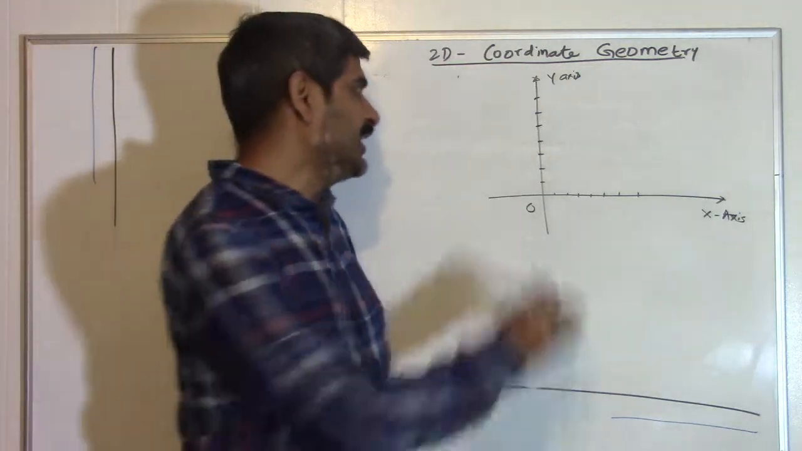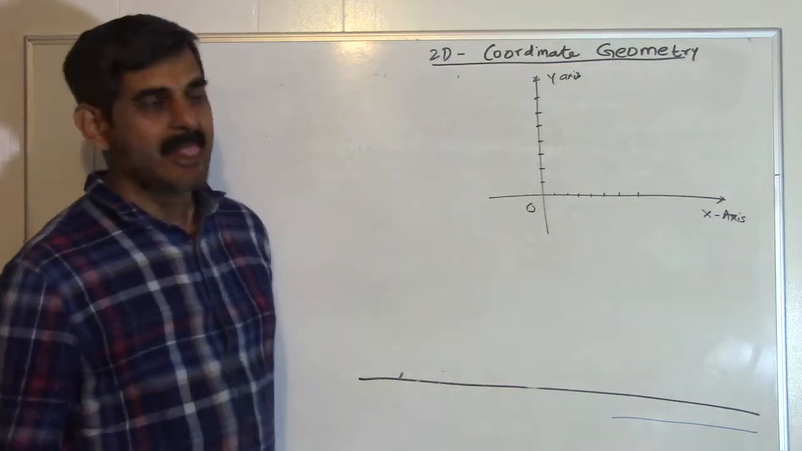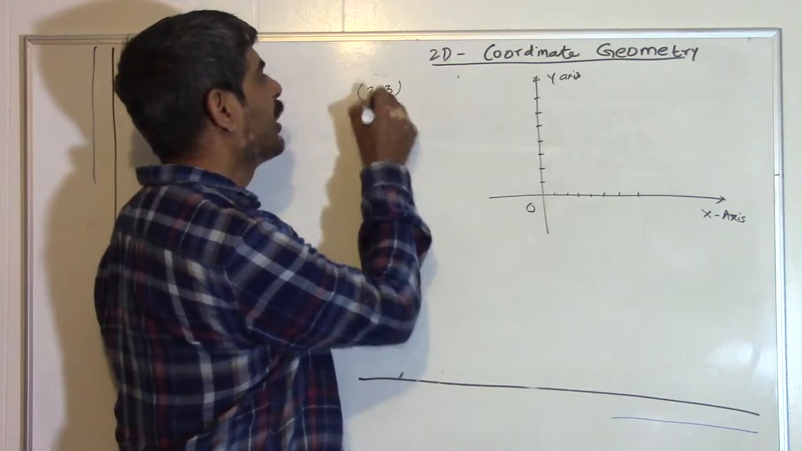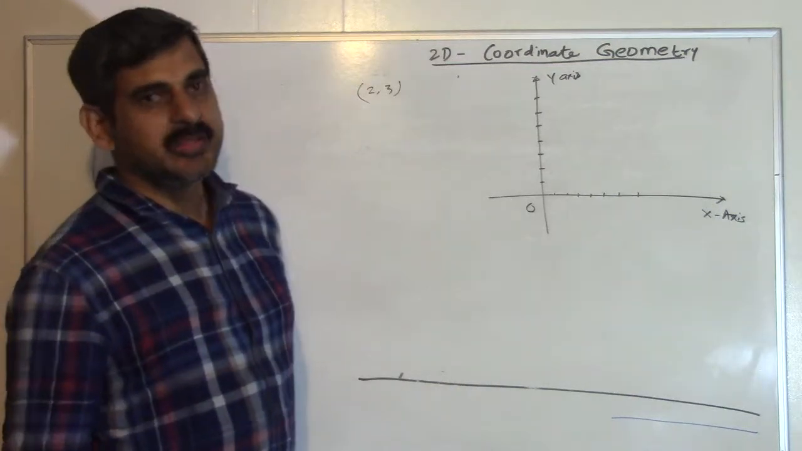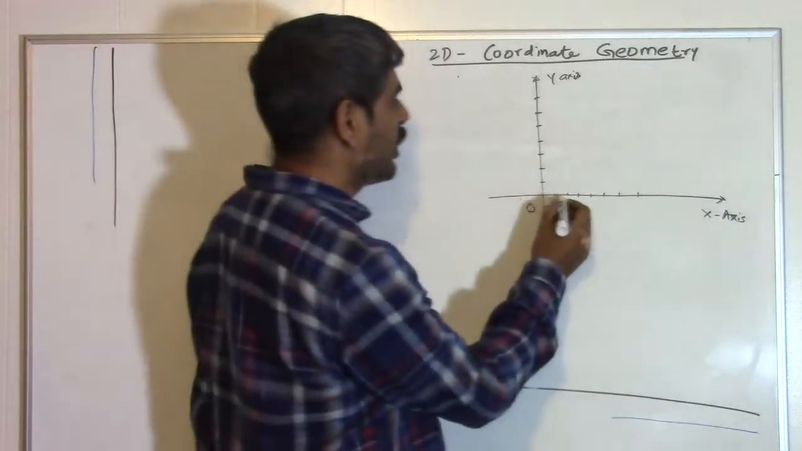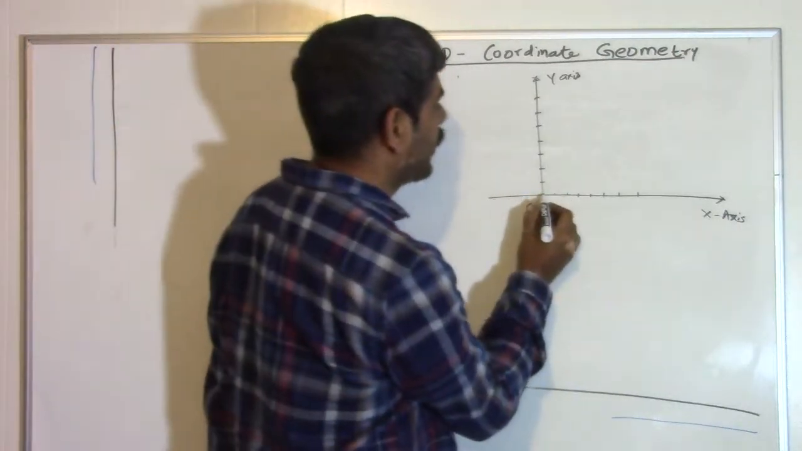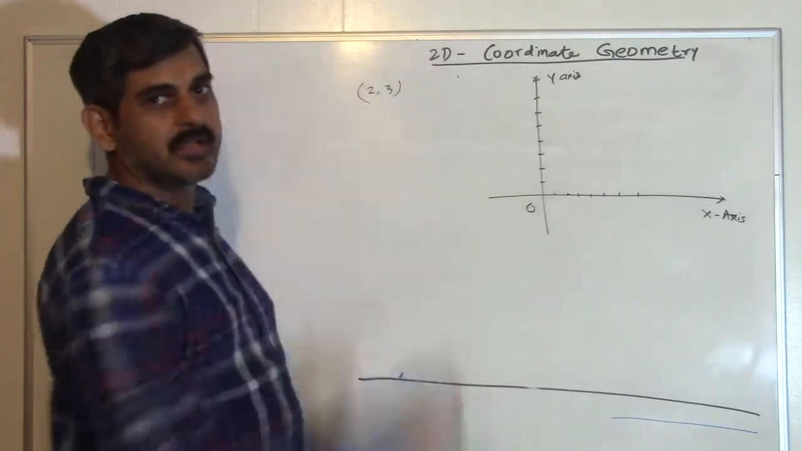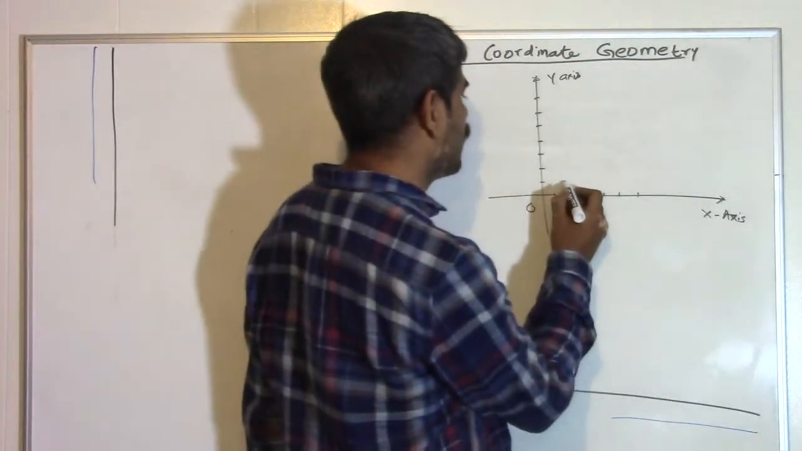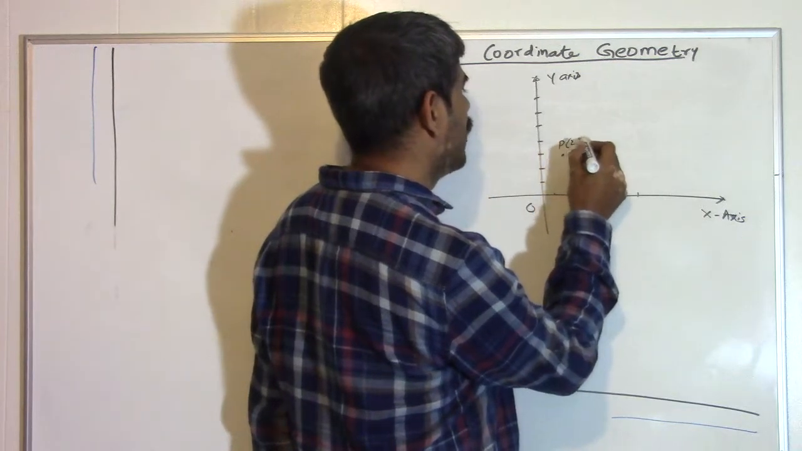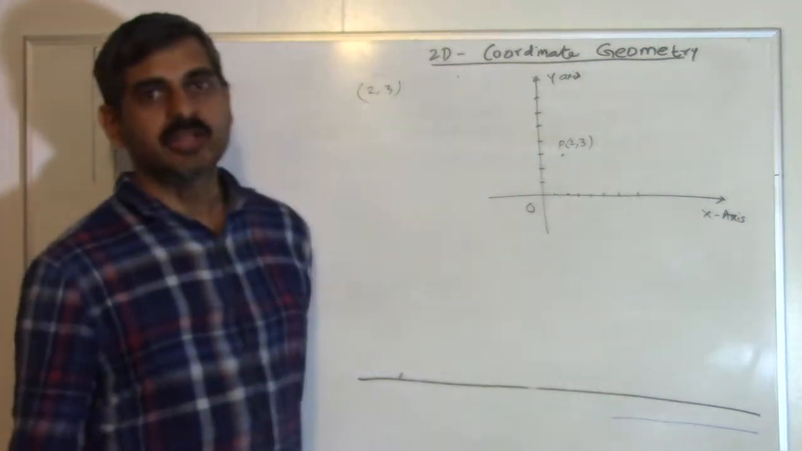So a coordinate in this whole plane is represented by something like 2, 3. And 2, 3 means we need to go 2 in the x-axis direction. This is 1, 2. So if I go 2 distance here, I reach here. And then I go 3 in the up direction. So I reach here, 1, 2, 3. So this point P will have a coordinate 2 and 3.